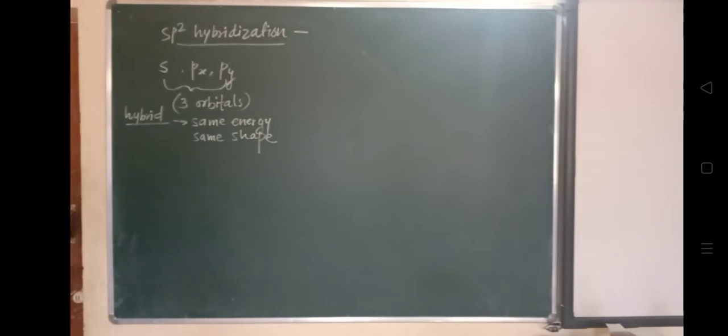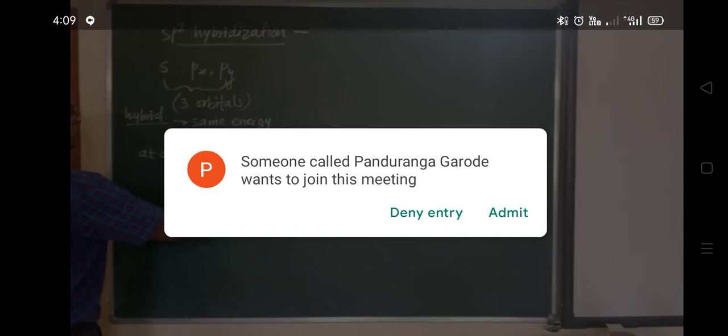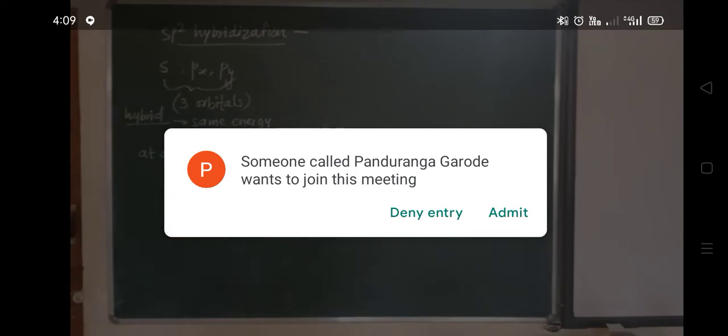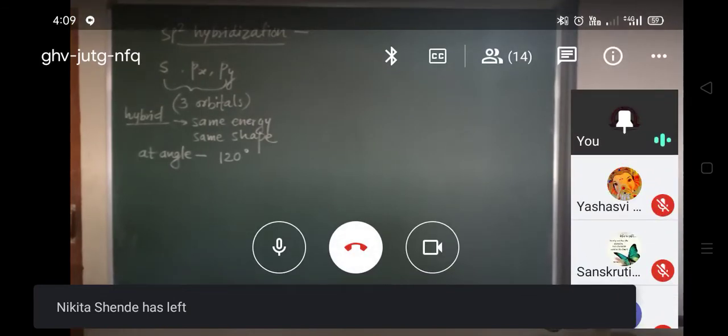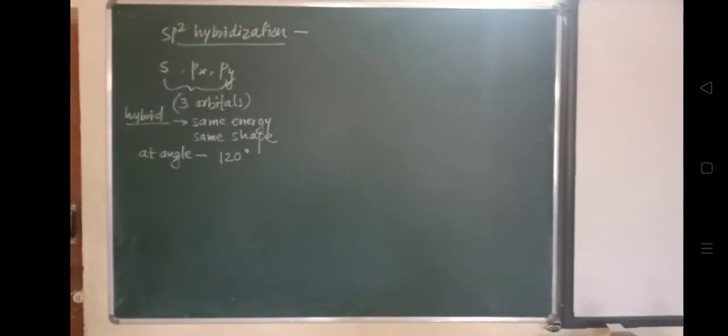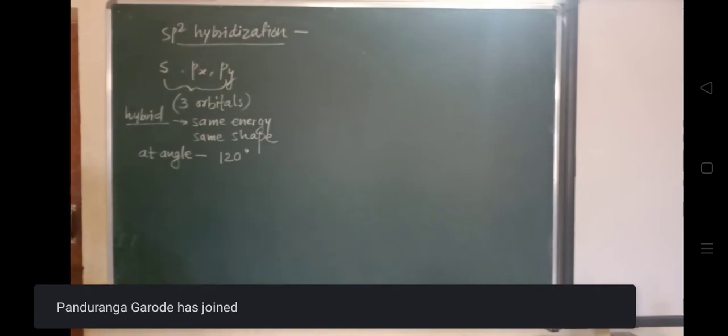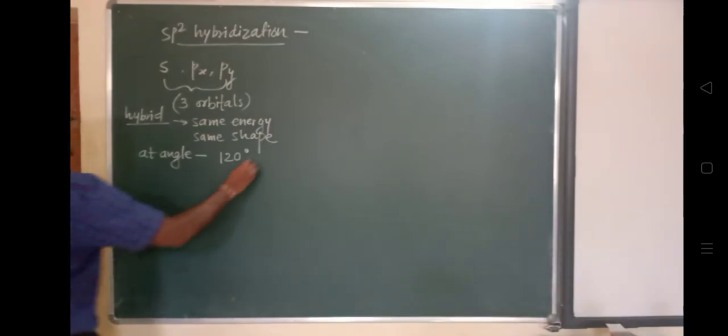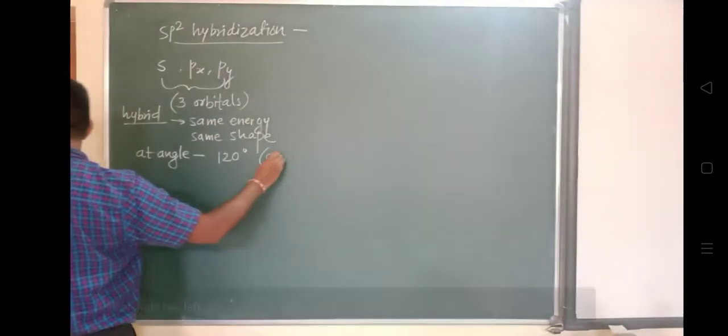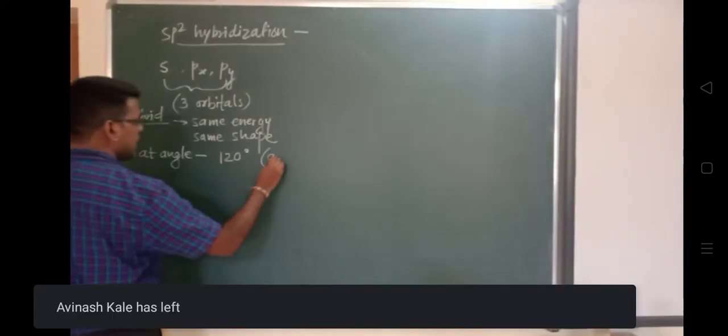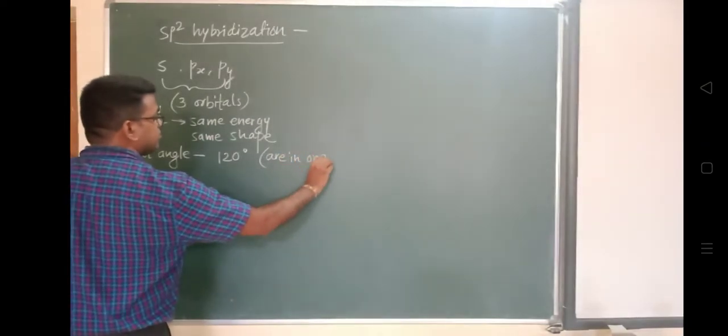These 3 orbitals are maximally apart and oriented at an angle. Just as we have seen in sp3 hybridization, where the angle was 109.5 degrees, in sp2 hybridization the angle between them is 120 degrees. The angle between them is 120 degrees, and they are in one plane, that is, these orbitals are in the same plane. They are also called coplanar.